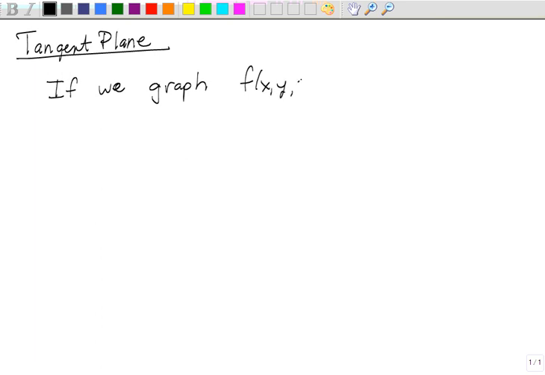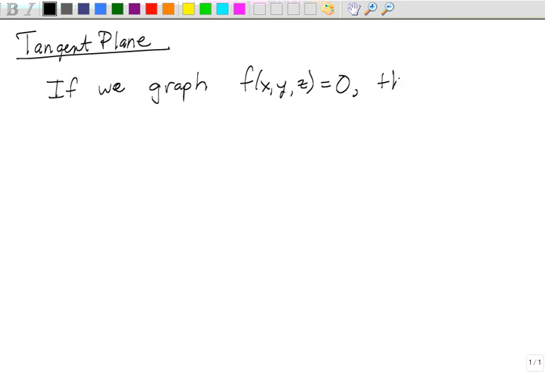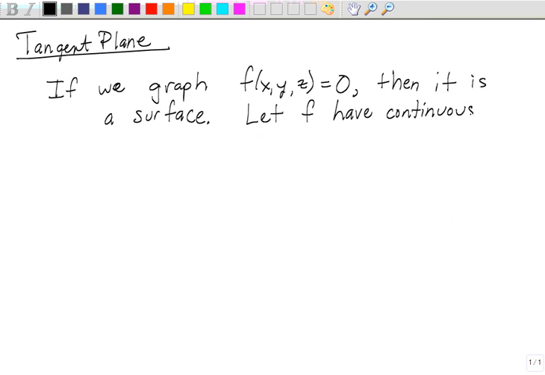f of x, y, z equals 0, then we can see it as a surface. It is some kind of surface. Okay, and we're going to let f have continuous first partial derivatives.